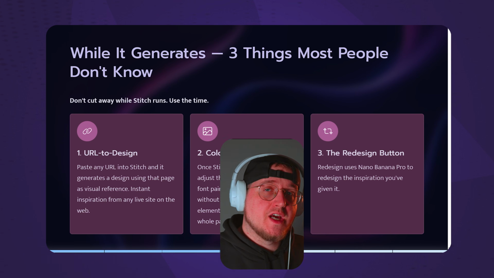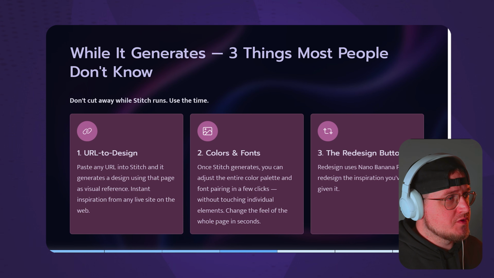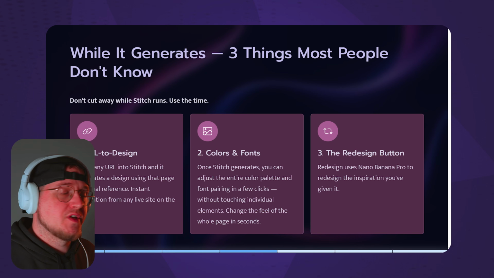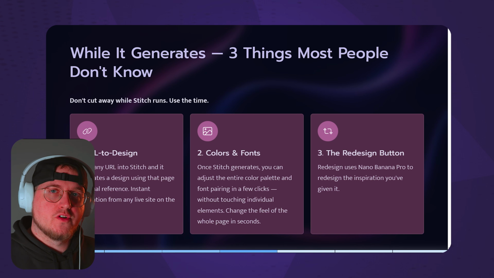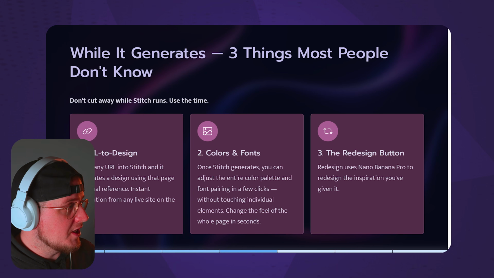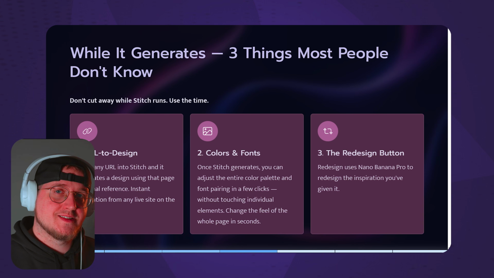Alright, so while that generates, I want to quickly point out 3 things that you really need to know. So first of all, you also have a functionality that's called URL to design. You basically take any URL, Stitch will go out there, look at the website and try to remodel it as best as possible. Now for the second one is colors and fonts. Colors and fonts come with it, but you can actually change that, which I will show you later on in the video. Now number 3 is the redesign button, and there's something very important that you need to understand about this.